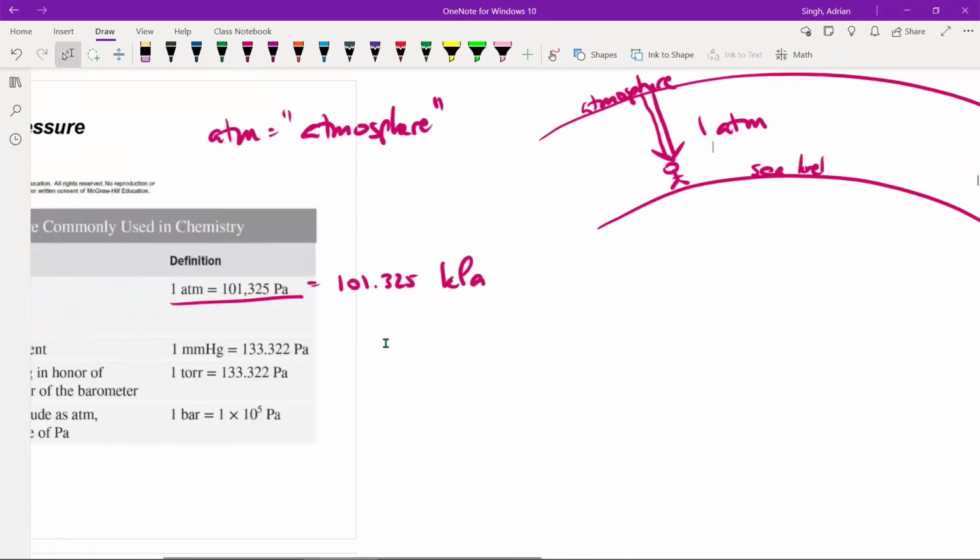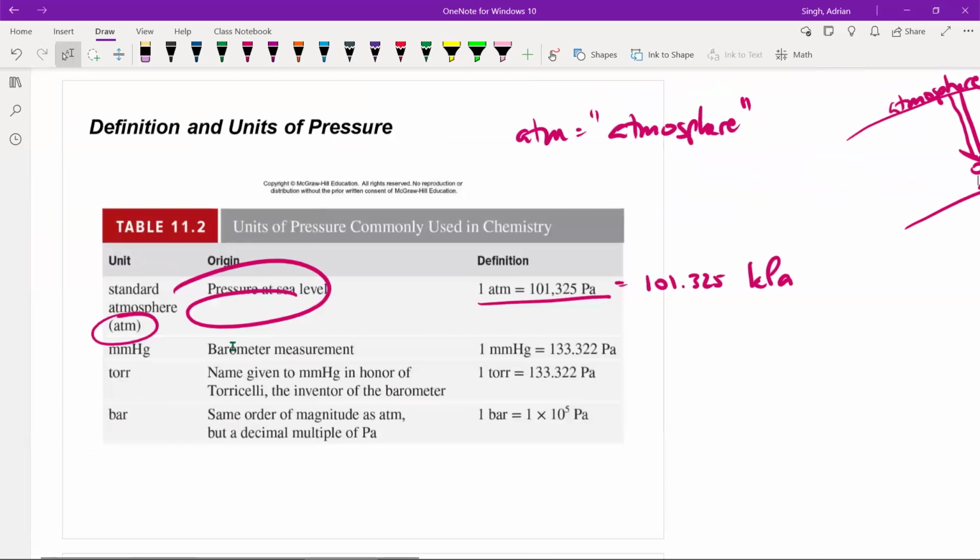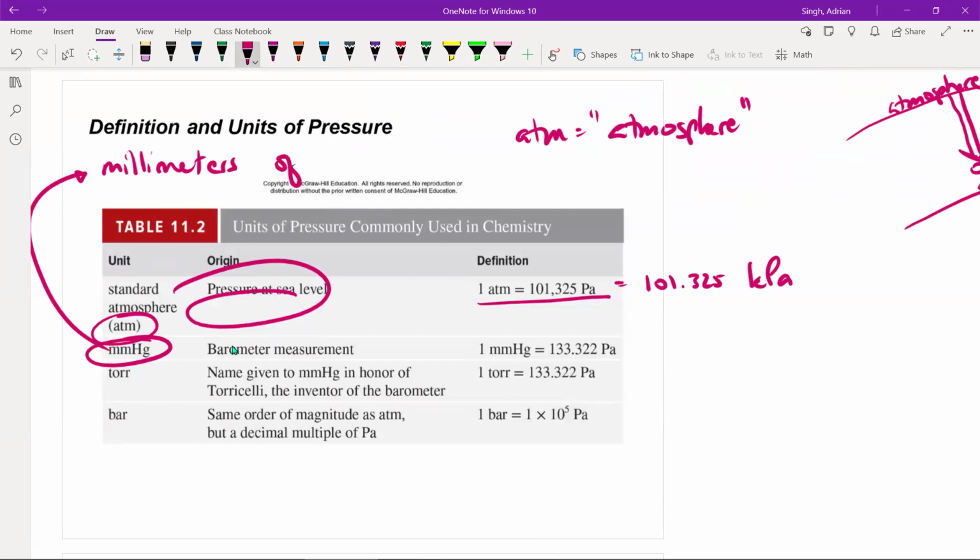Now, obviously, you don't feel that because you've been alive for however many years. You've gotten used to those gas particles in the air bombarding against you and exerting pressure. But that's what it is. It's 1 atmosphere of pressure. What we're also going to see is mmHg. Okay, and this stands for millimeters of mercury. And we'll see where this comes from in a second.